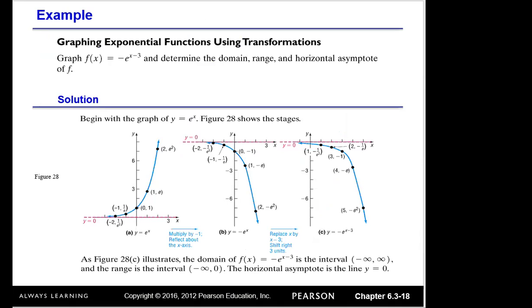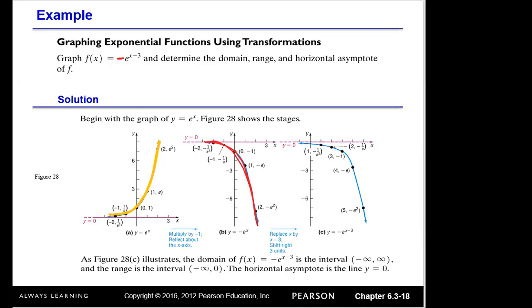And then here's another example where they had you graph -e raised to the x minus 3. So they start you out with the e to the x graph. If you remember this negative right here, since it's negative in front of the entire function, that's going to reflect it around the x-axis. So now it's going like this, upside down, flipped down.